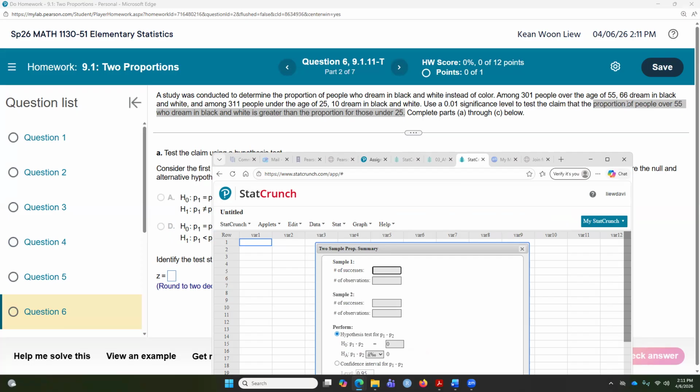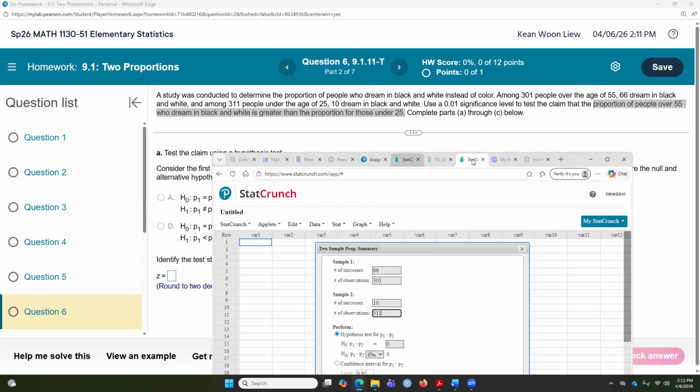So that means those are over 55 age. So 66 of them dream black and white out of 301 people. And then for those who are under age 25, 10 dream black and white out of 311 people. And we are performing a hypothesis testing.